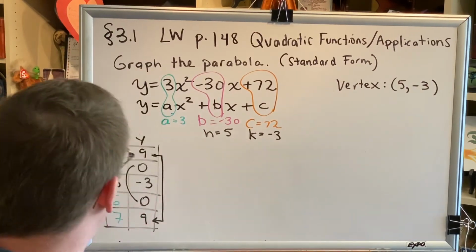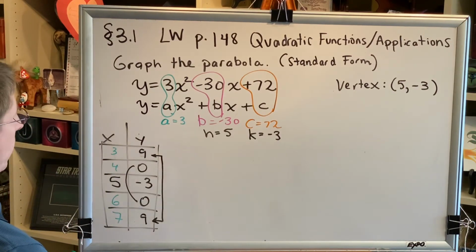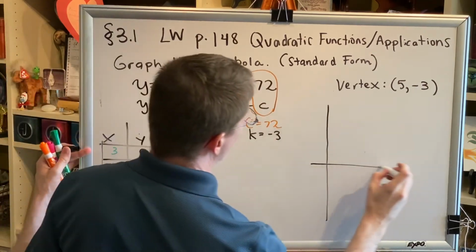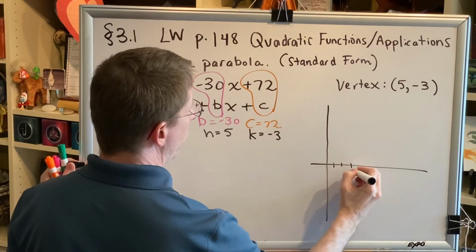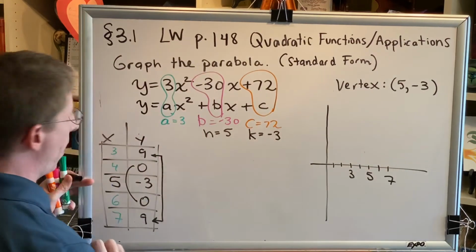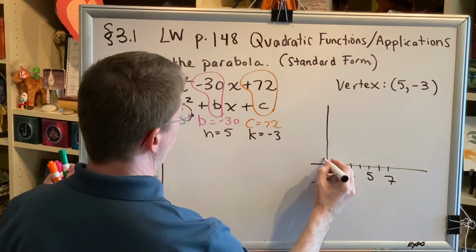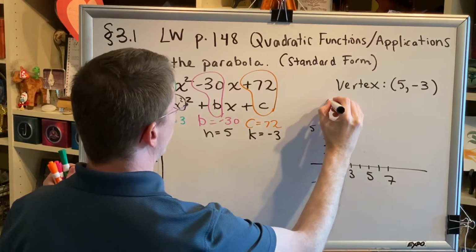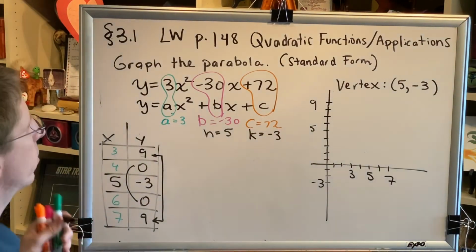All right, let's create the graph of our parabola using these 5 points. I have a mixture of positives and negatives in the y's, but all of my x's are positive, so I need quadrants 1 and 4. 1, 2, 3, 4, 5, 6, 7 for my x's. 1, 2, down to negative 3. 1, 2, 3, 4, 5, 6, 7, 8, 9 for my y's.